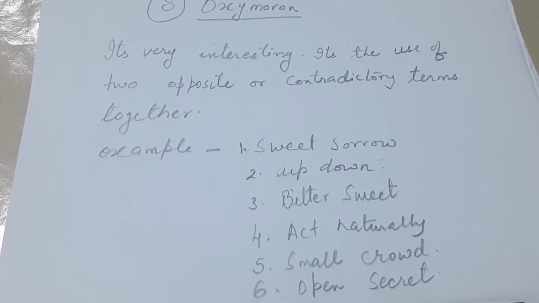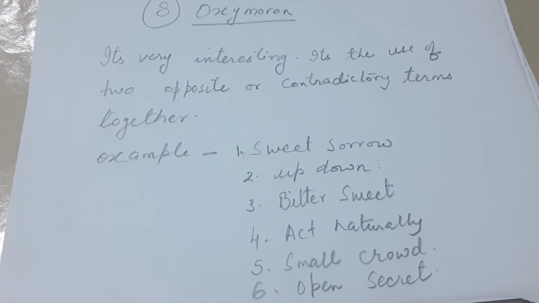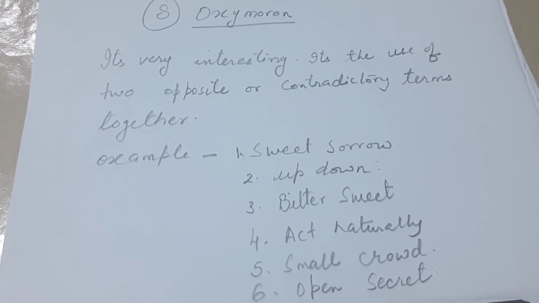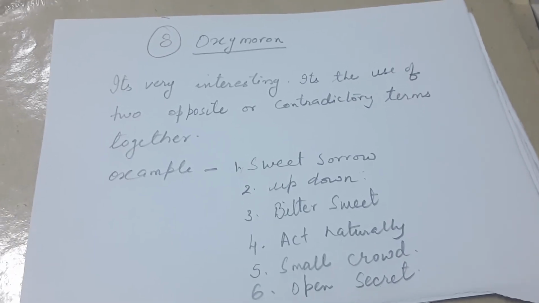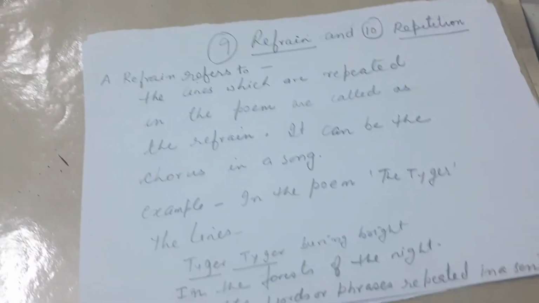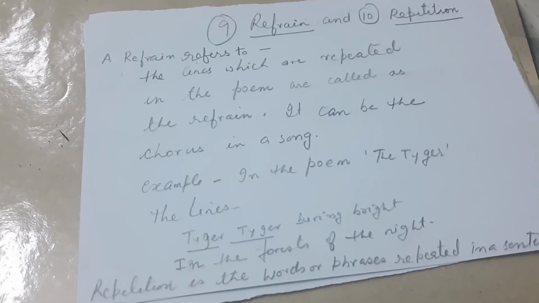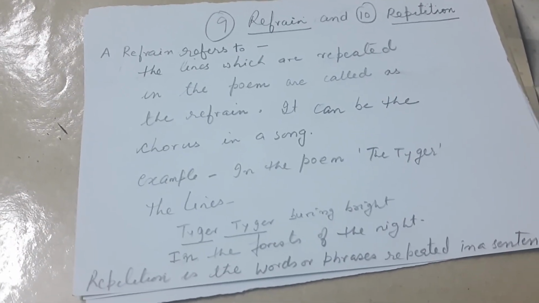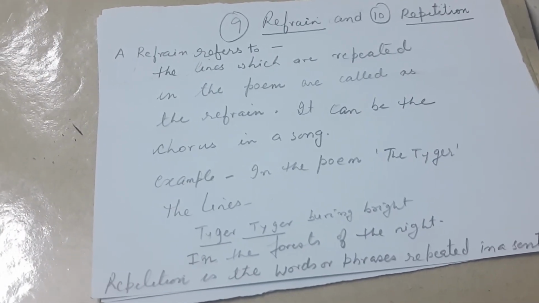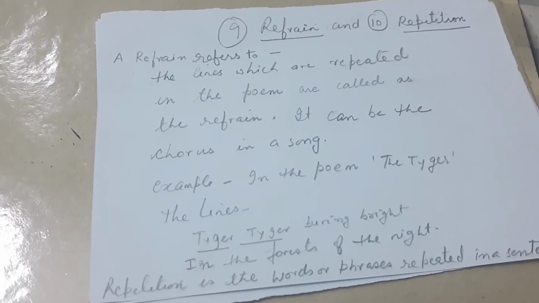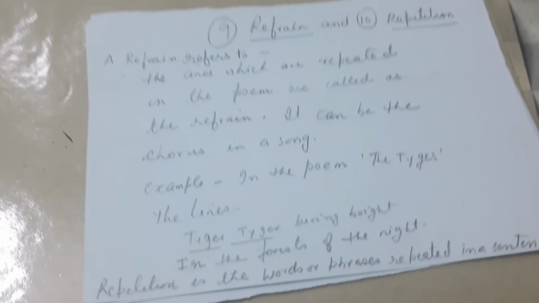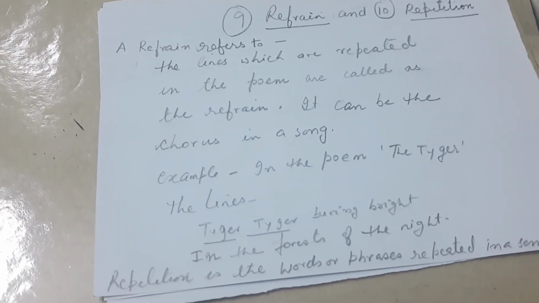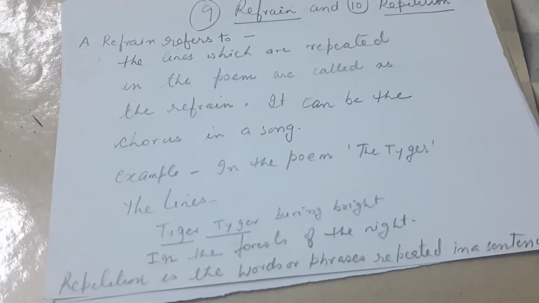You should act naturally in front of the crowd. If you are acting, it cannot be natural. So these are examples of oxymoron. Next, we have refrain and repetition. A refrain refers to the lines which are repeated in a poem or a song. They can also be called the chorus. Like in the poem The Tiger, the lines that were repeated again were Tiger, tiger, burning bright in the forest of the night.